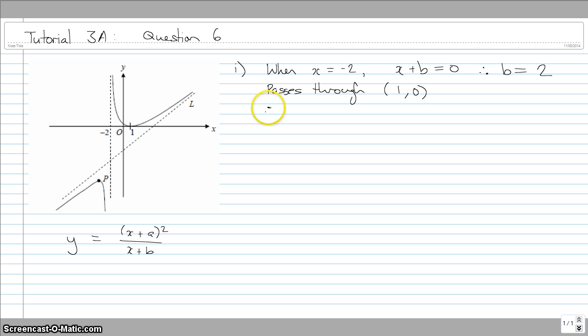So therefore, substituting x equals 1, y equals 0 in this equation, you get 0 is equal to (1 plus a) squared over (x plus 2). Move that up, you find that 0 is equal to (1 plus a) squared, and therefore a has to be negative 1. Part 2 asks us to find the equation of this asymptote L.